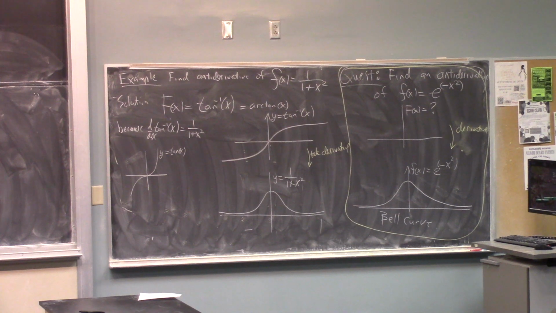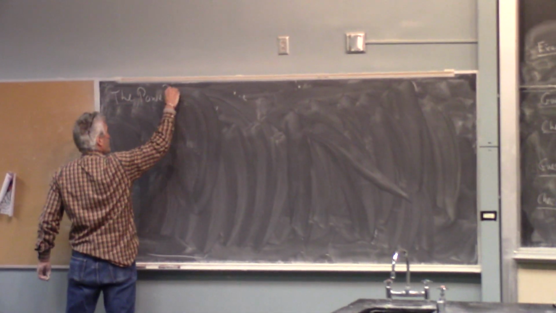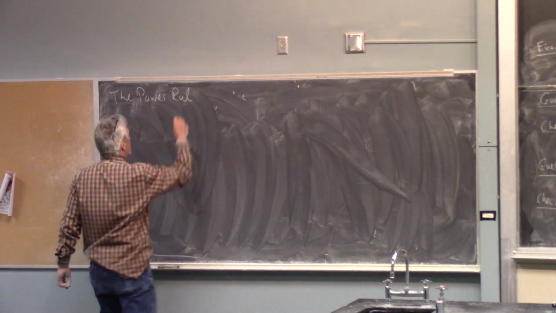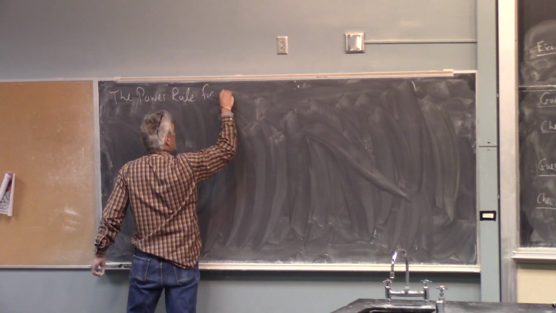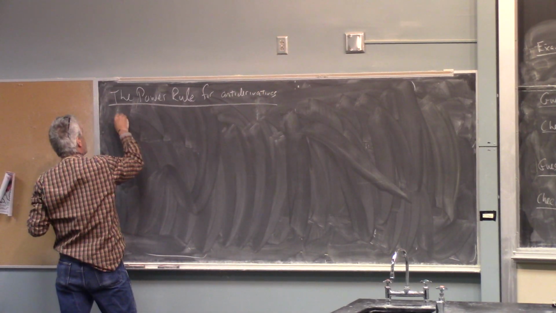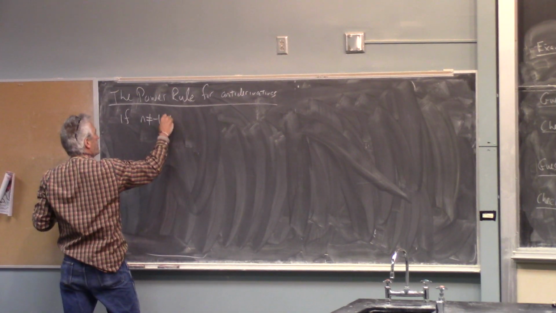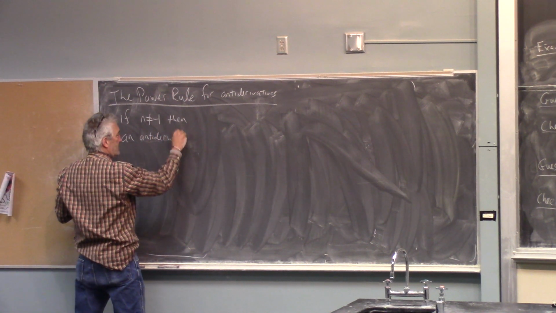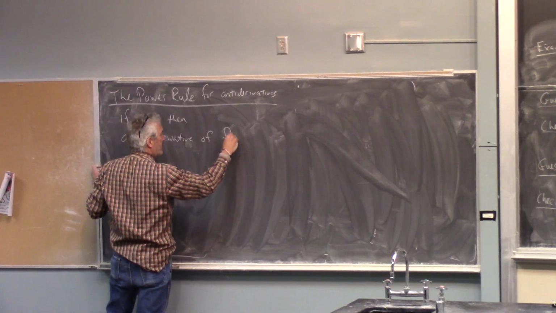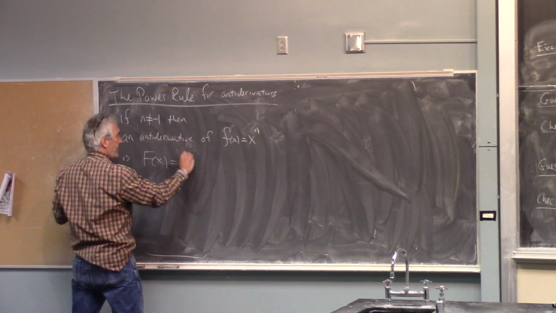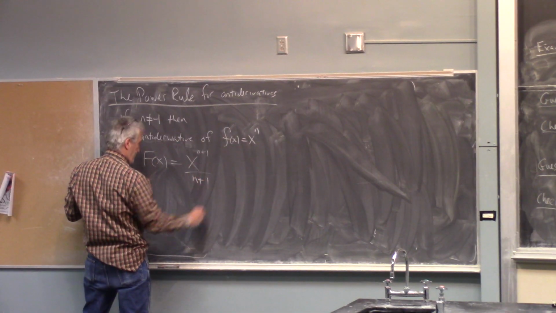All right. The power rule for antiderivatives. Remember, we're in meeting part 2, which is we're building our list of basic antiderivative rules. So the power rule for antiderivatives says if n is not equal to -1, then an antiderivative of little f of x equals x to the n is capital F of x equals x to the n plus 1 over n plus 1. That's the rule.